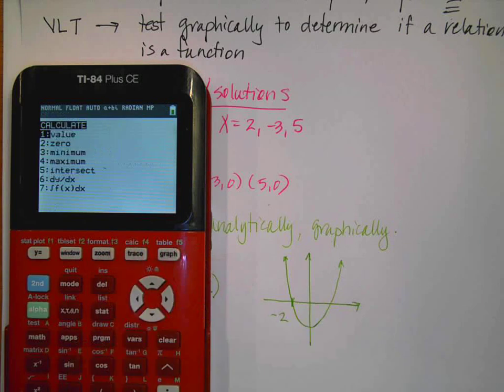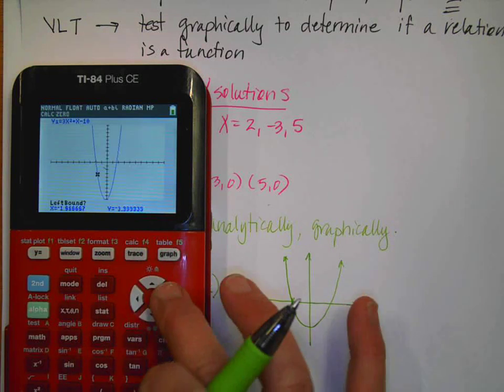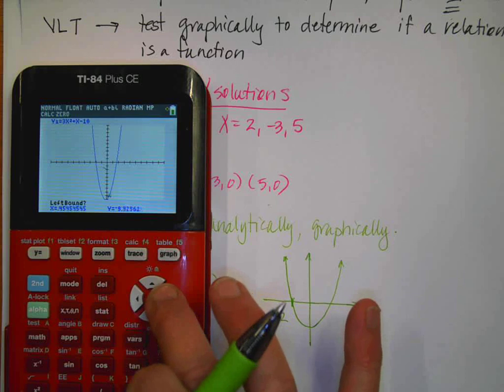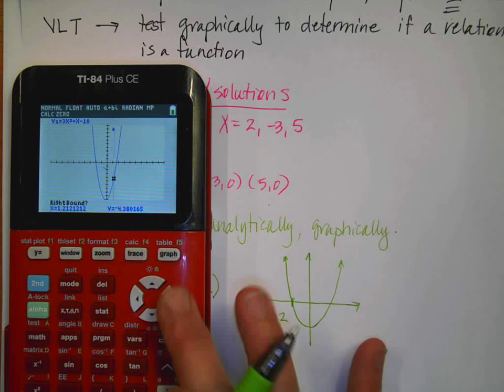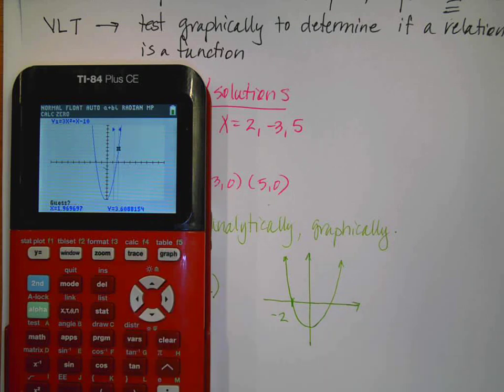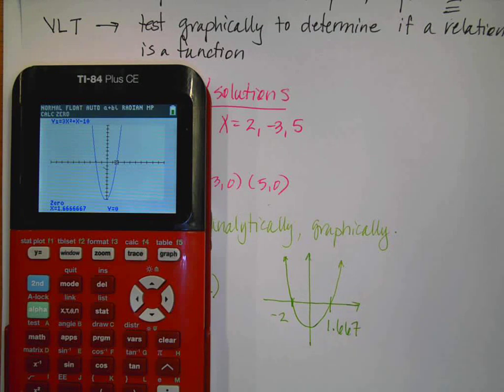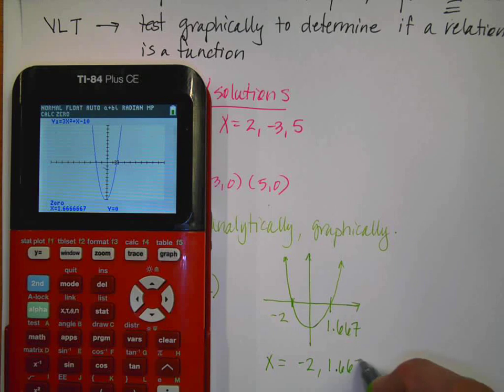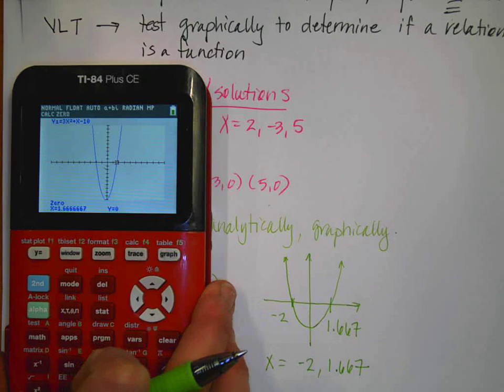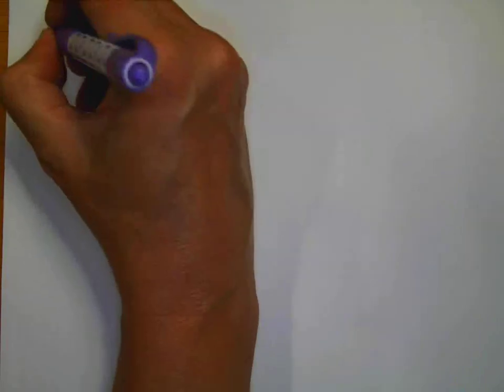If I find the other one, second calculate 0, I'm going to go to the left, but this time the left is under, so I'm just going to the left side, and then I'm going to cross, enter, enter, and that one is 1.667, so I'm going to round to 3 decimal places, and then I'm going to list my answers. So it's -2 and 1.667. So that was actually pretty easy. It wasn't a complicated graph.